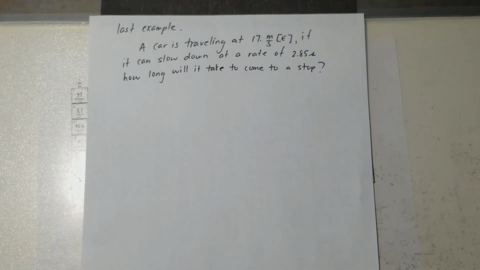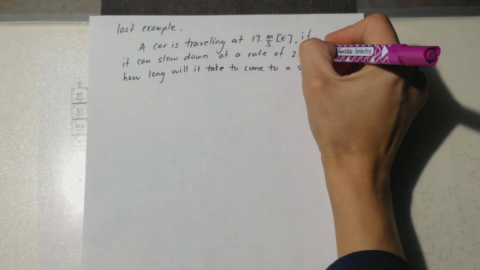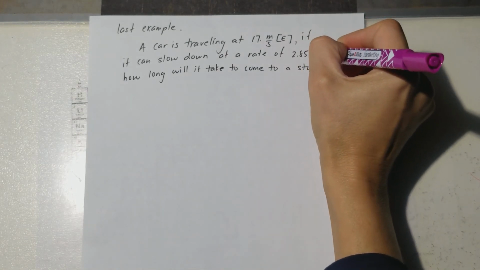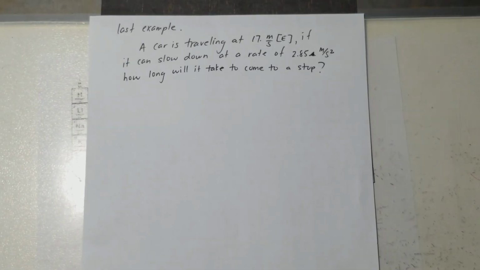Okay, so our last example is a car that's traveling at 17 meters per second east. Sorry, a car is traveling at 17 meters per second east. If it can slow down at a rate of 2.85 meters per second squared, how long will it take to come to a stop?